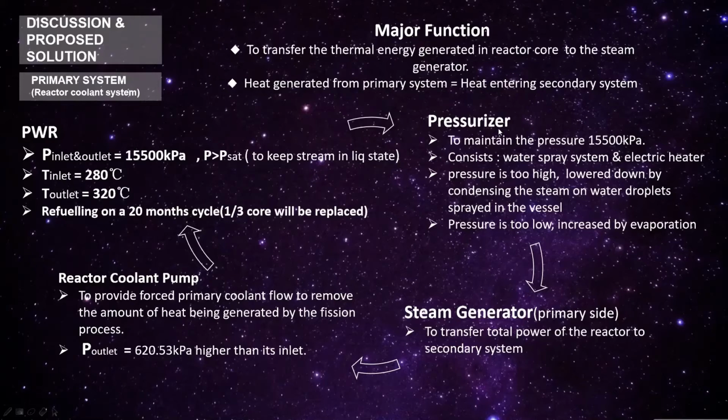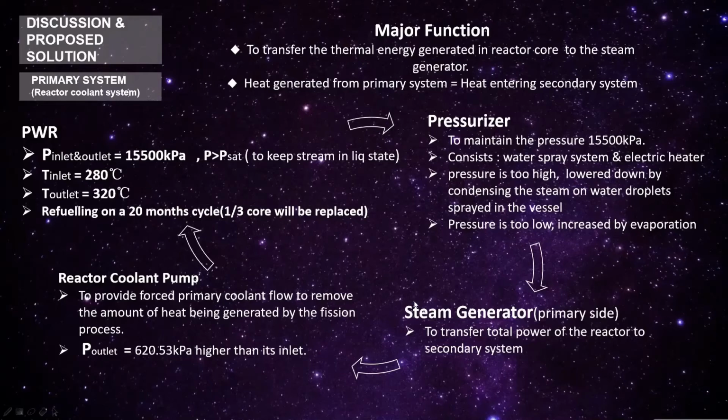The pressurizer is a separate vessel that is connected to the primary system and used to maintain the pressure. It consists of a water spray system and submerged electrical heaters. When the pressure is too high, it can be lowered by condensing the steam on a water droplet spray in the vessel. On the other hand, the pressure can be increased by evaporation of water in the vessel.